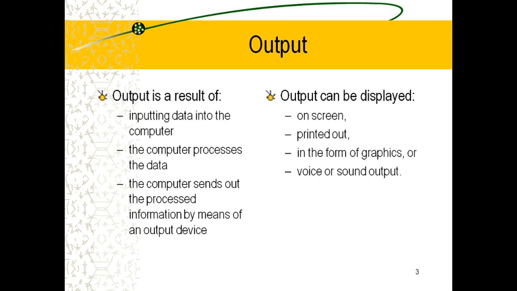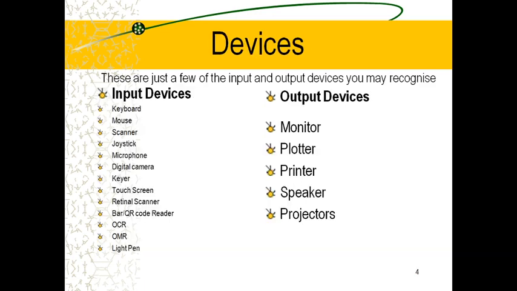What we are giving would be processed by the computer in its memory, and after that it gives the result to the user. Output can be classified as on screen, through the monitor, and printed out through a printer. Next one is in the form of graphics, it may be any video or audio, whatever it may be. These are all the output forms of a computer.